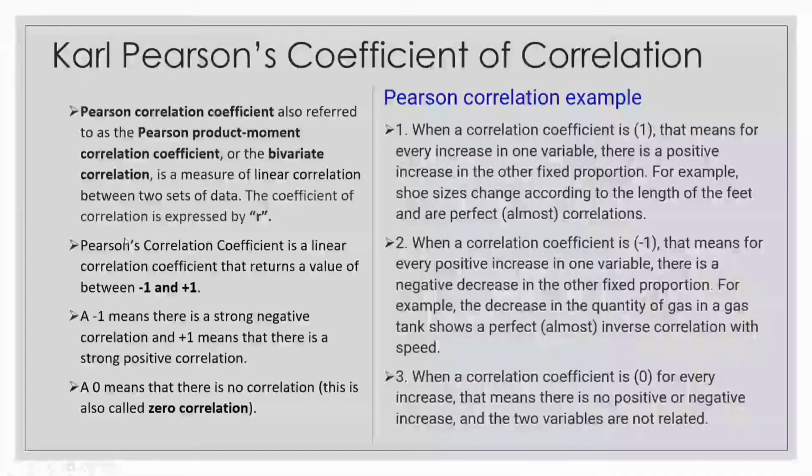The coefficient of correlation is expressed by R. Pearson's correlation coefficient is a linear correlation coefficient that returns a value between -1 and +1. So if the value is -1, it means that there is a strong negative correlation. Here, the minus sign tells us that there is a negative correlation, while the magnitude tells us if it's a strong or weak relation. If the value is +1, it means that there is a strong positive correlation.